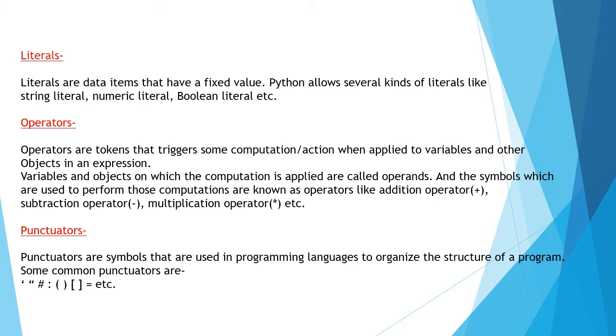So punctuators are basically symbols that are used in programming languages to organize the structure of a program. Some common punctuators are the single colon, double colon, hashtag, brackets, and the equal to symbol. These are all punctuators. So whenever you are writing any program or script, you can use punctuators to give special emphasis to end a line or to begin a new line. Whatever the requirement is, it can be adjusted with the help of these punctuators. Okay, so let's move forward.